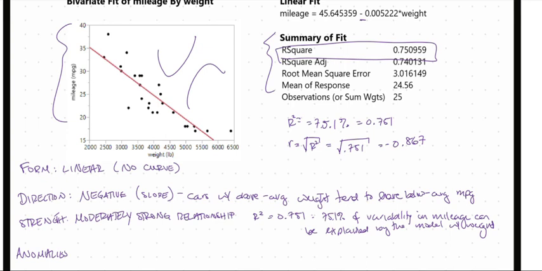So remember, when you take the square root, there's a plus root, a positive root, and a negative root. And so we have to use the context of our plot and our fitted line to identify whether this should be a positive or a negative correlation. So this is telling me that there is a strong negative linear association between car weight and mileage.